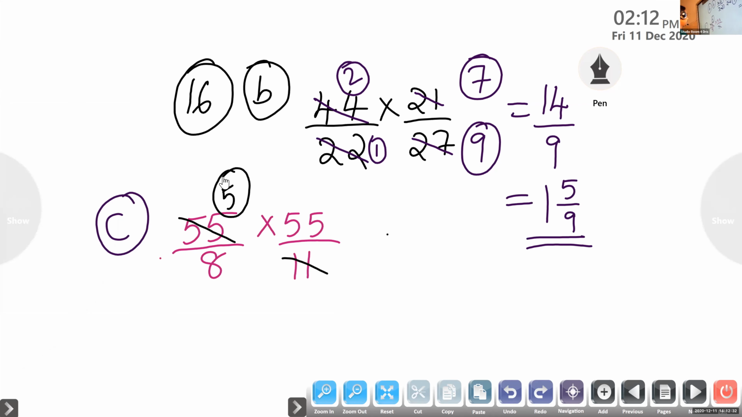Okay. Now, is it possible to divide 11 by any number? No, ma'am. Now you have to multiply 55 into 5. Write the answer here: 275. Then 8 into 1, divided by 8. 275 over 8.